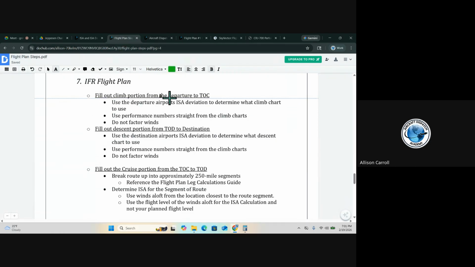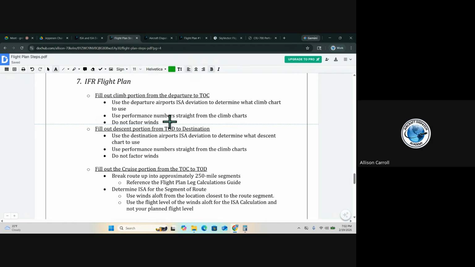Okay, fill out climb. This is the first step. Use the departure airport's ISA deviation. Remember, for Denver, we already figured it out. And that's going to determine what climb chart to use. We're going to use the performance number straight from the climb charts. And we are not going to factor winds on climb.